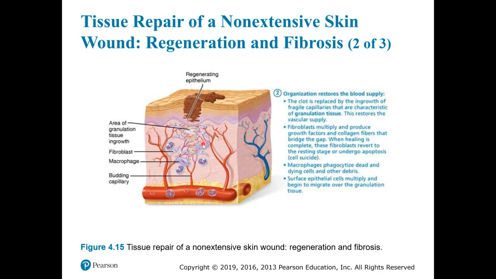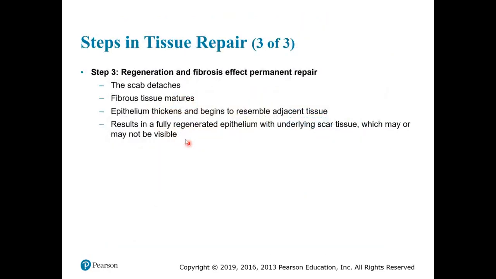We see the fibroblast hard at work, white blood cells cleaning up. The size of the blood clot is being reduced, and a new blood vessel is coming in to serve the area that was damaged. And then we effect the permanent repair. The scab detaches. That just hurts because... why does that hurt almost as bad as the original injury when the scab comes off, right? That's happened to all of us too.